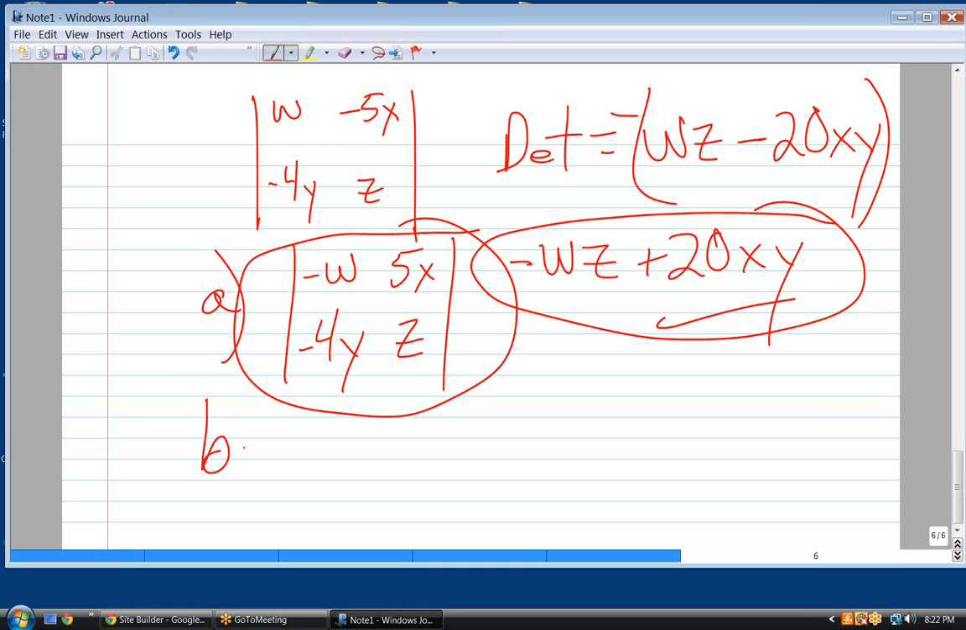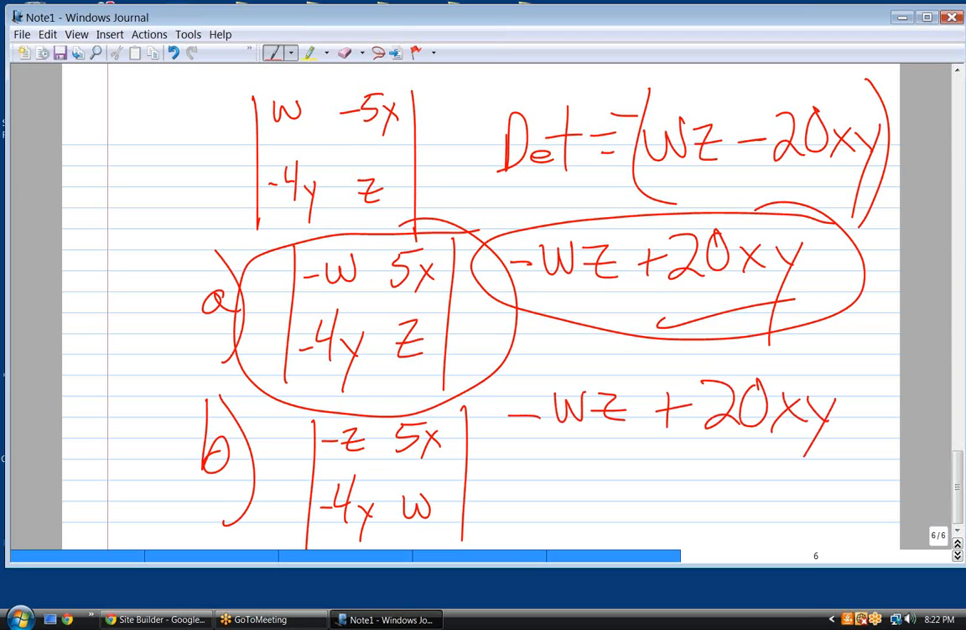What's B? B is negative z, then 5x, negative 4y, and w. So what you would do is you just find the determinants of all of them and see if they match. And which one matches, yeah. Again, this one is minus WZ plus 20XY. So this one's the same as A. So you need to find one that ends up being exactly that, WZ minus 20XY.